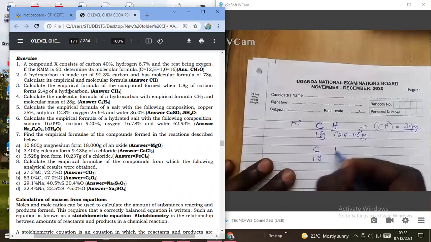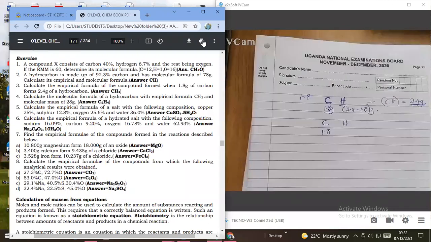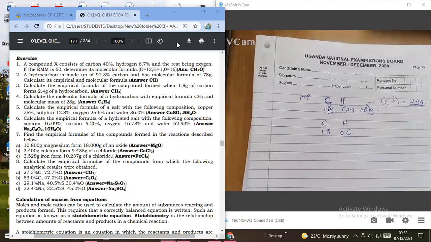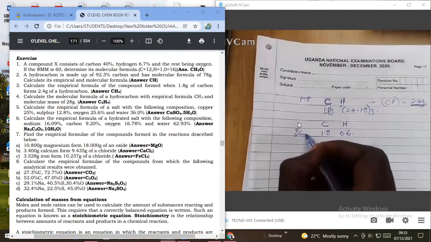What about hydrogen? What about hydrogen? We have people with calculators. Yes? 0.6. 0.6. Okay. Now we have got the percentage composition.